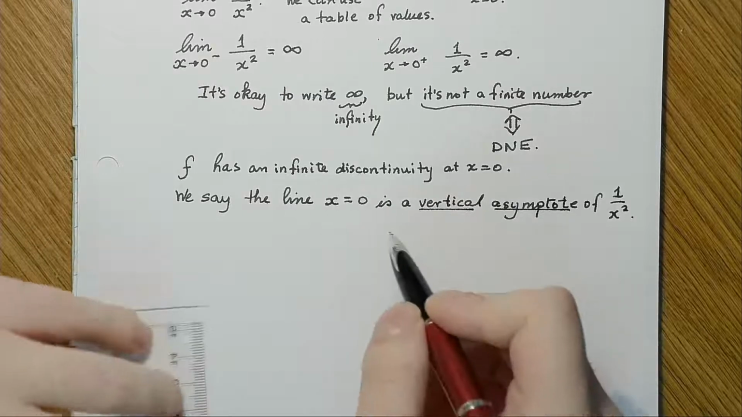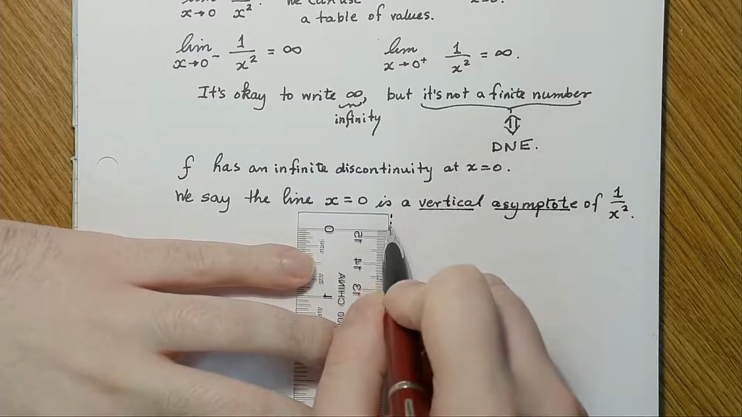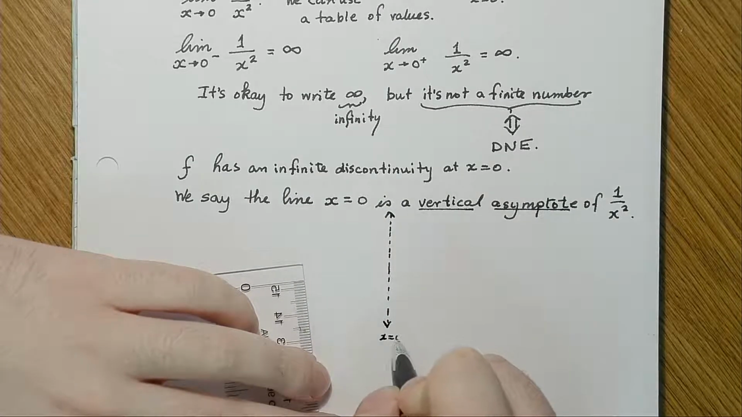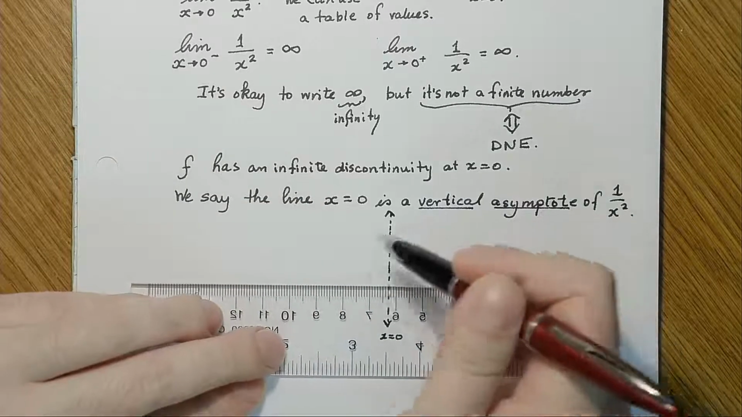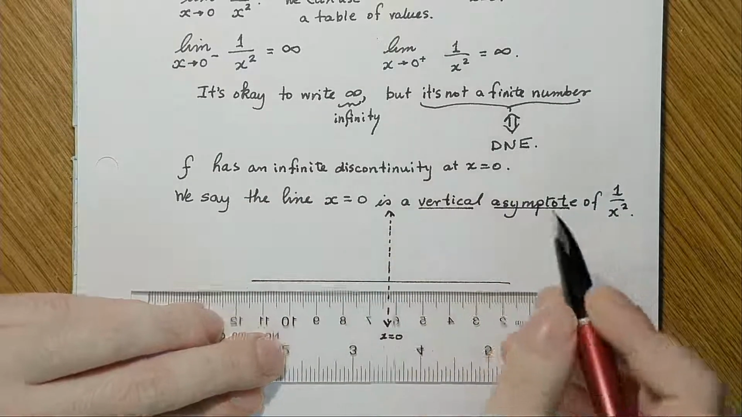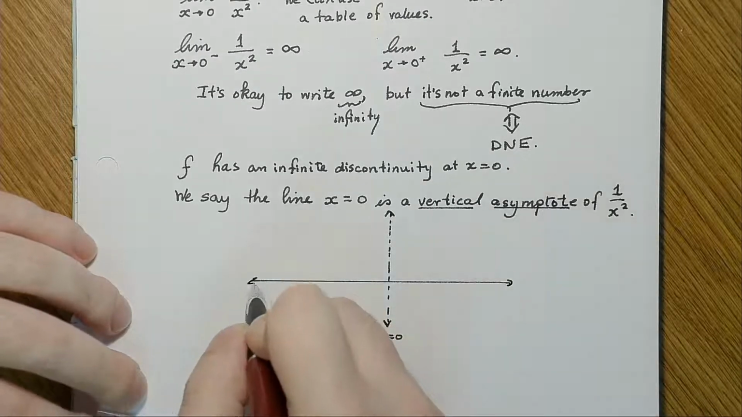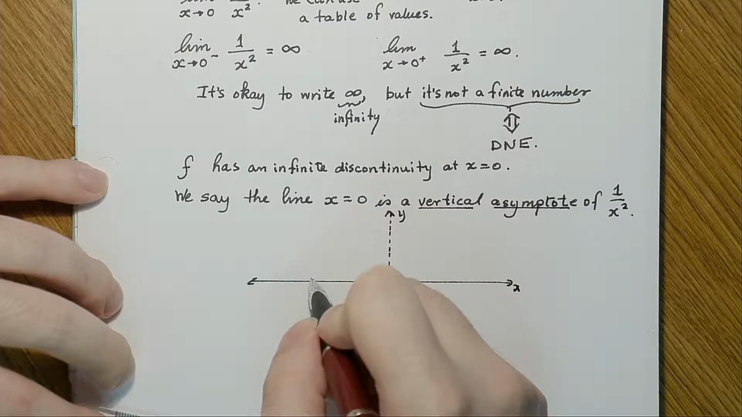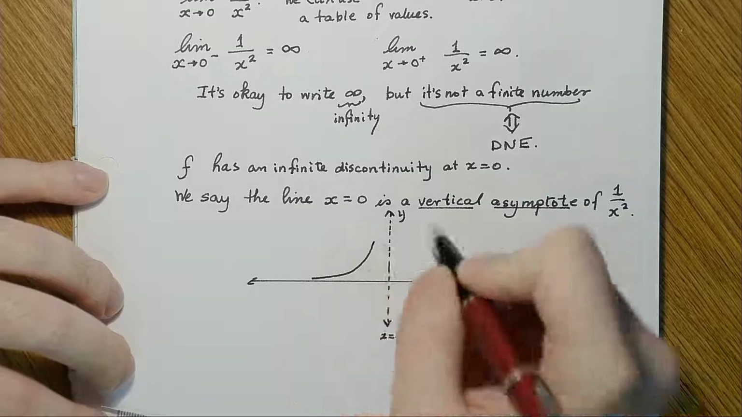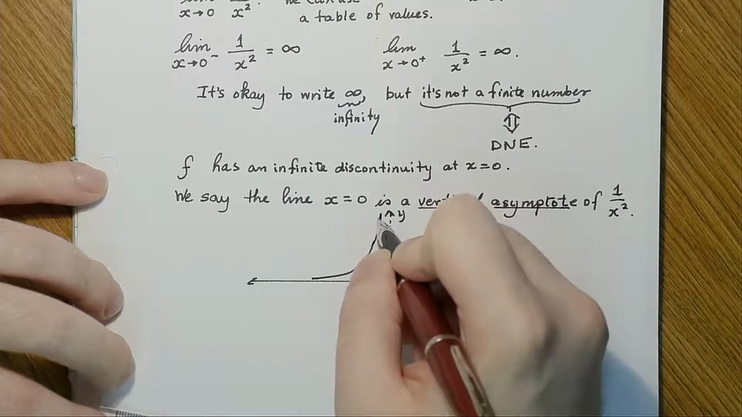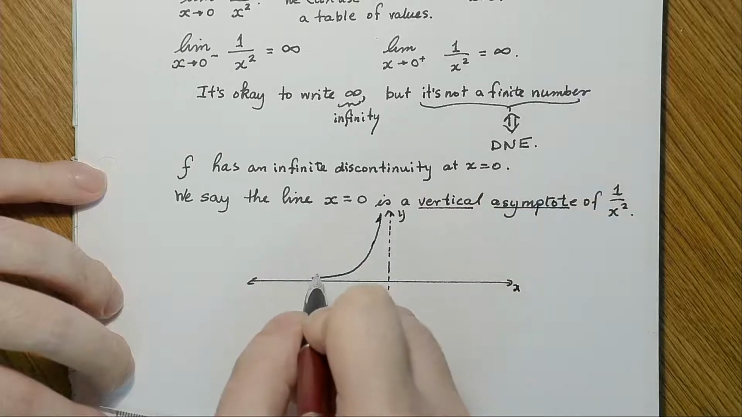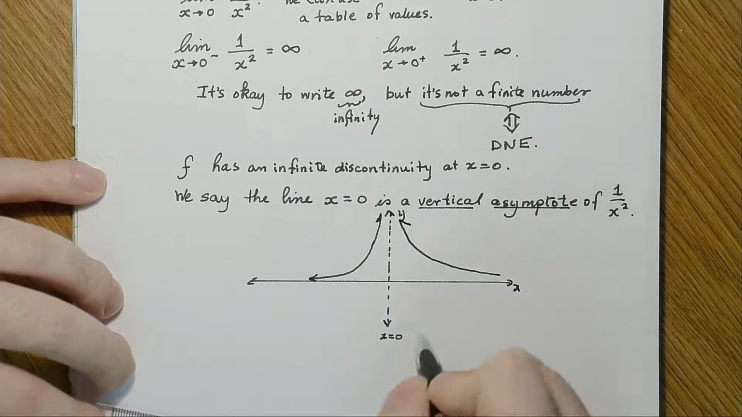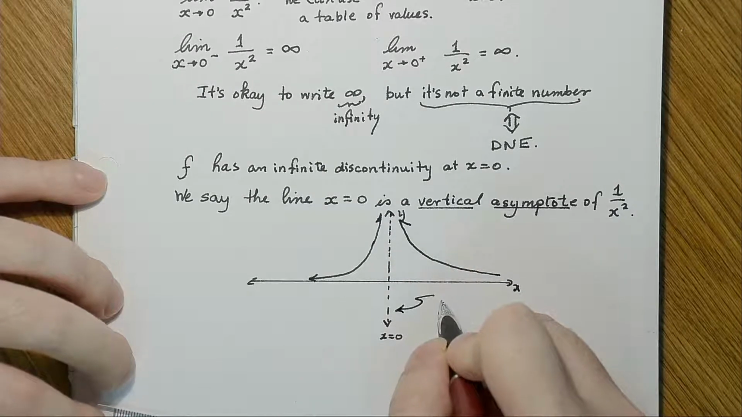Sometimes you'll see people just draw it like a dotted line or a thin line or something like that. There's my y and x axis, and you'll see that it does something like this, and it never actually touches it. It kind of goes off to infinity. Some people put a half arrow like that, and another arrow on that side. There's my sketch. And so that's the vertical asymptote.